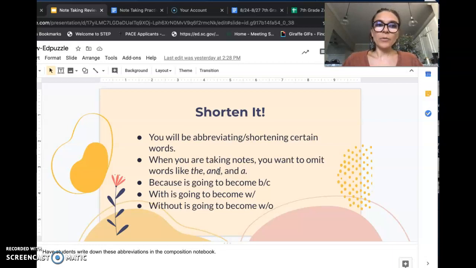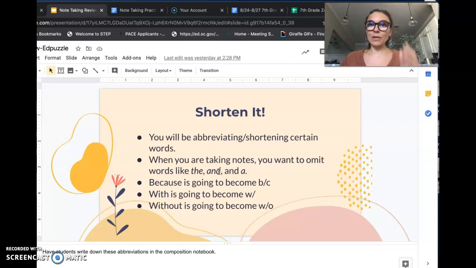Okay? You're also going to shorten because to b/c. You're going to shorten with to w/, and you're going to shorten without to w/o. These are just saving time, and it's going to let you know that these are the words that you're using. Okay? You'll get used to it as we keep working with it.